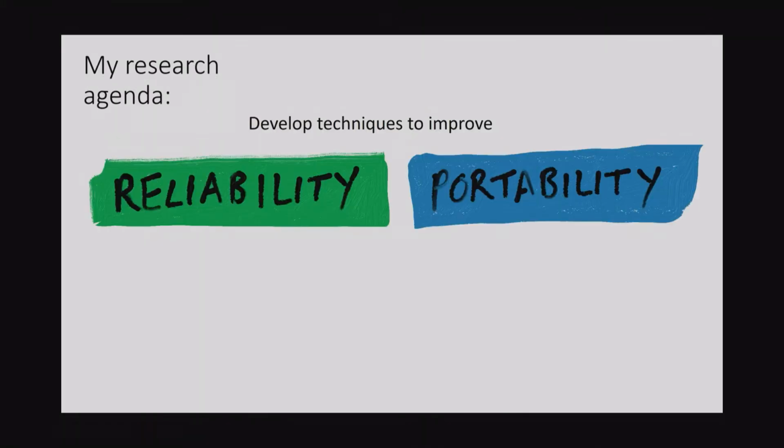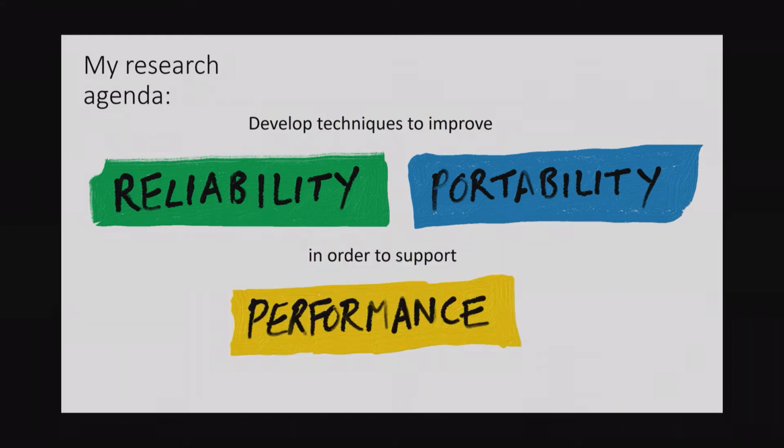Okay, so my research agenda is all about trying to develop techniques that software developers can use to improve the reliability and portability of their software, and in particular in support of getting high performance from that software. Hence the title of my lecture, How to Go Really Fast, that's performance, without crashing, that's reliability. I'm sorry, I couldn't find a way to get portability into the title as well. I did think quite hard about it, but I couldn't come up with something.